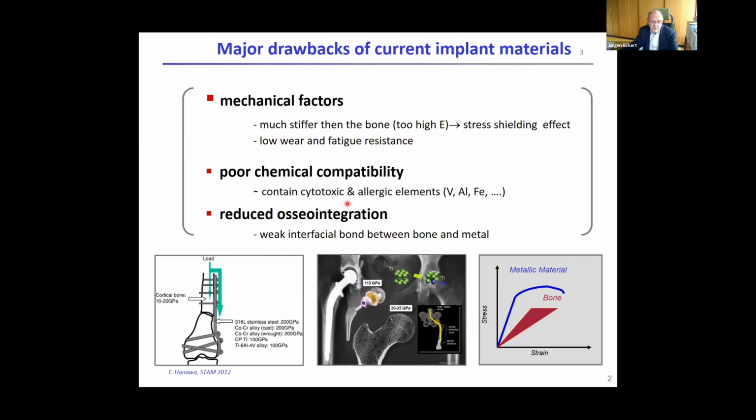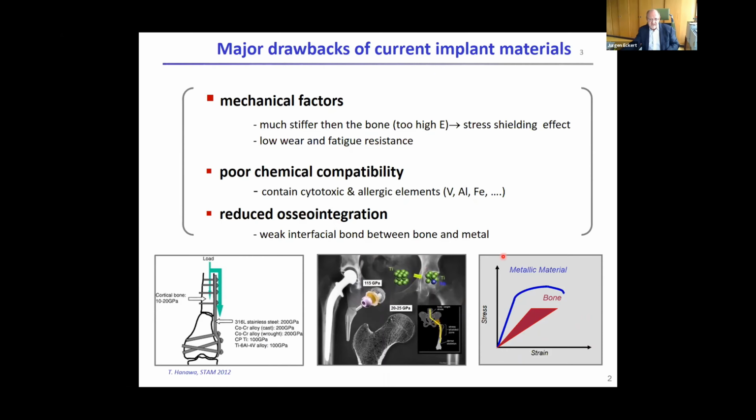And of course, you always have to keep in mind that if you have a very strong metallic implant, then there is a kind of stress shielding effect. Basically, the load may be transferred through the implant, through the fixation, but not really through the bone. And this, at the end of the day, also deteriorates the bone tissue. And this is, of course, undesired.